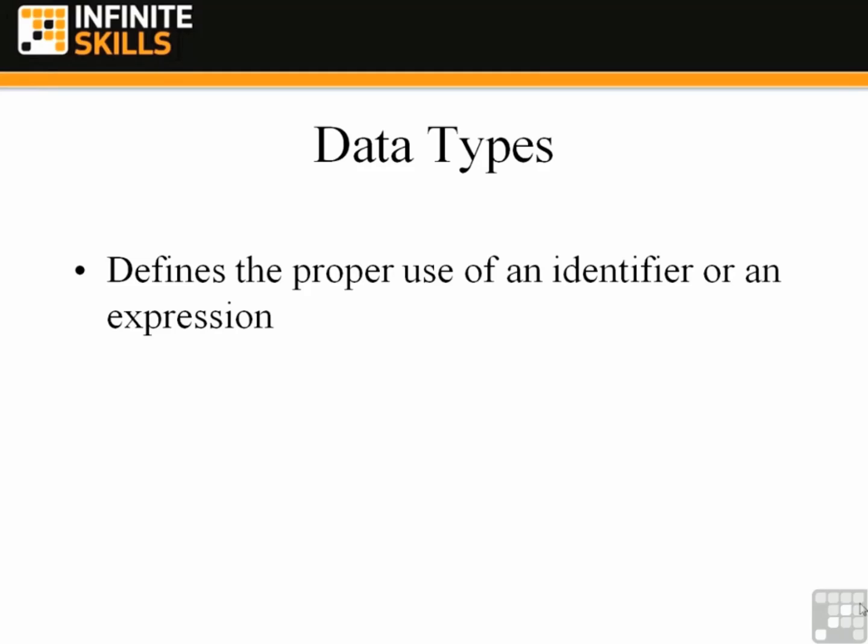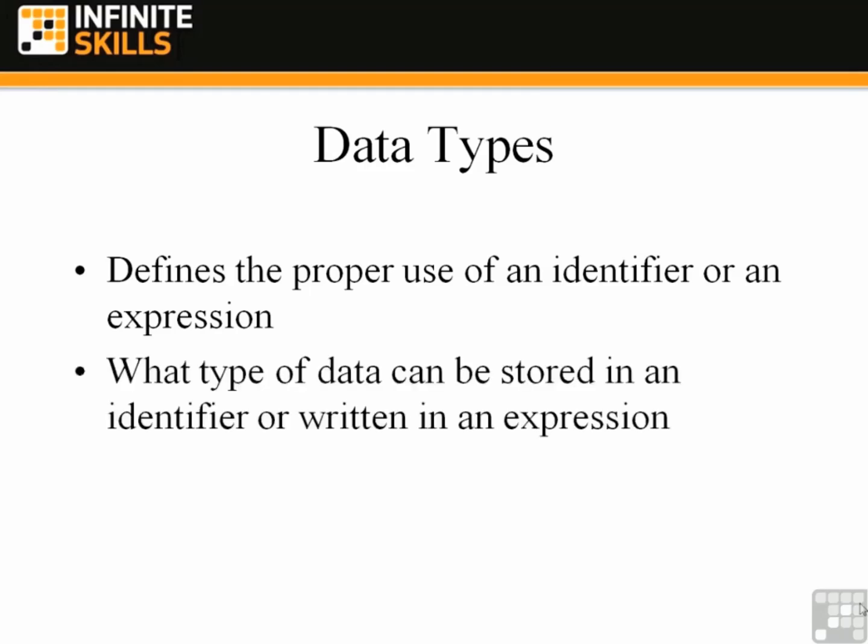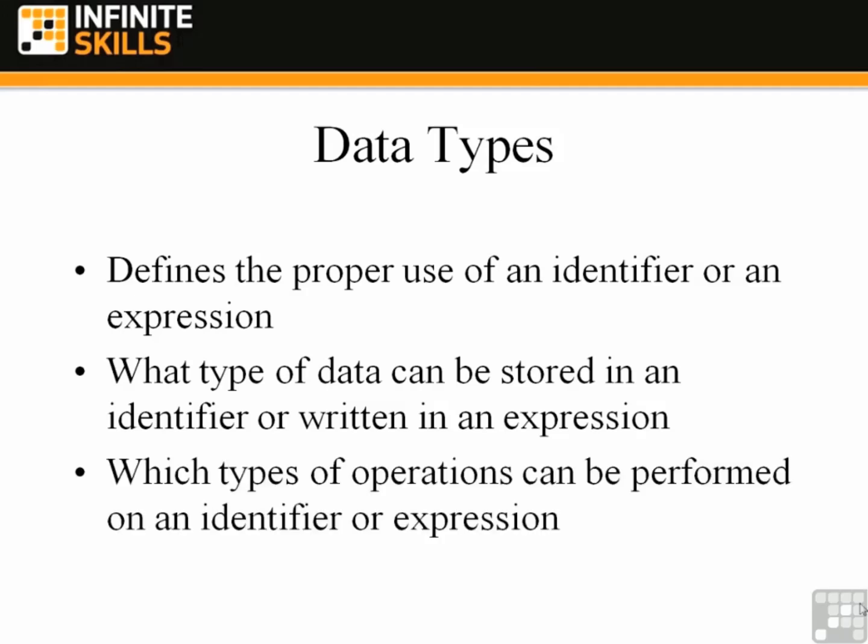An expression is like an arithmetic expression, 2 + 2, or, in the example we saw earlier with the Hello World program, the string Hello World is also an expression. So a data type determines how an identifier or an expression can be used. Data types also determine what type of data can be stored in an identifier or written in an expression. I'm going to show you some examples of that in just a moment. And then finally, data types determine which types of operations can be performed on an identifier or expression.